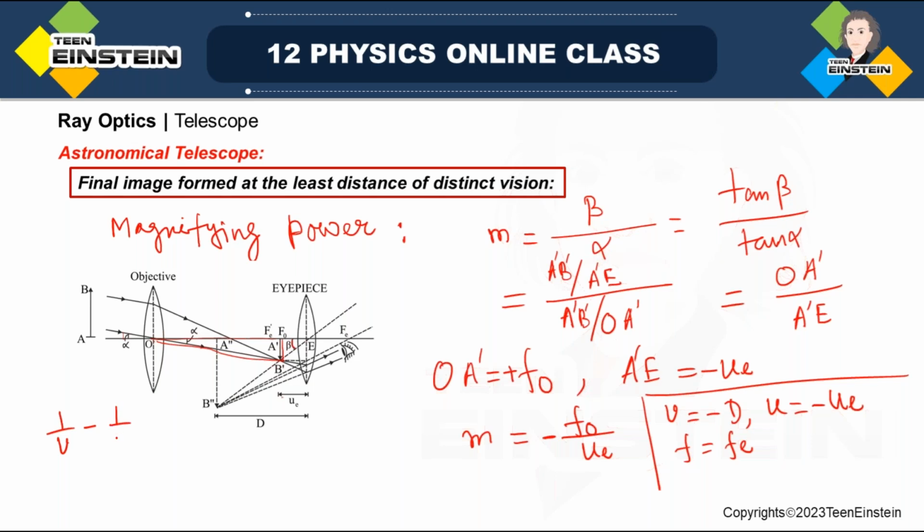1 by V minus 1 by U is equal to 1 by F, the formula for a thin lens. So 1 by V is minus D, and this is minus UE, is equal to 1 by FE. We have to find out this one. See what we get. 1 by UE is equal to 1 by D plus 1 by FE. So this is what we are going to get here.